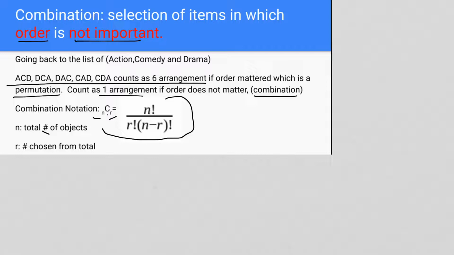All right, so I want to go back to this question here about the action, comedy, and drama. So let's say I wanted to pick the movies that I could watch out of those 6.